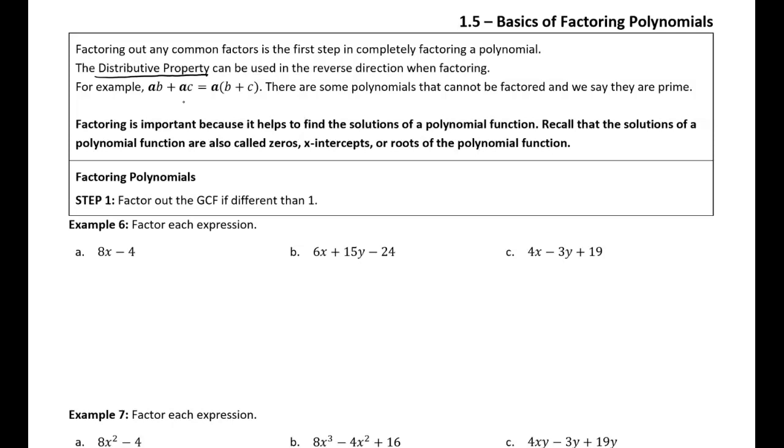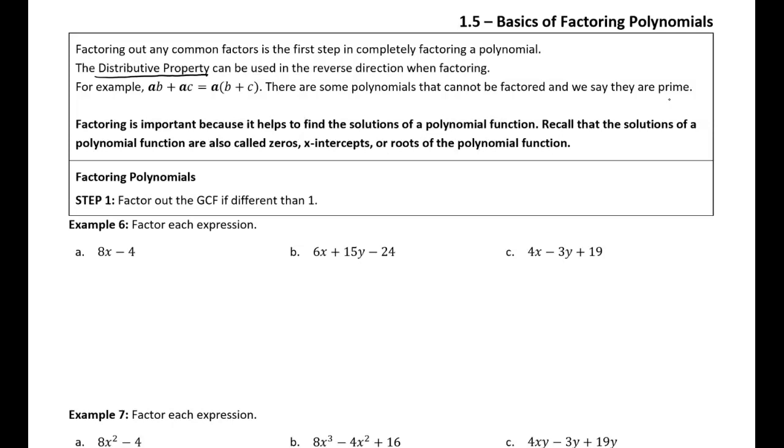Now, a reminder that not all polynomials can be factored, and if they are not able to be factored, we call them prime. So there will be some situations where there's nothing in common. There's no other way we can rewrite this as a product of pieces. It's just going to be prime itself.